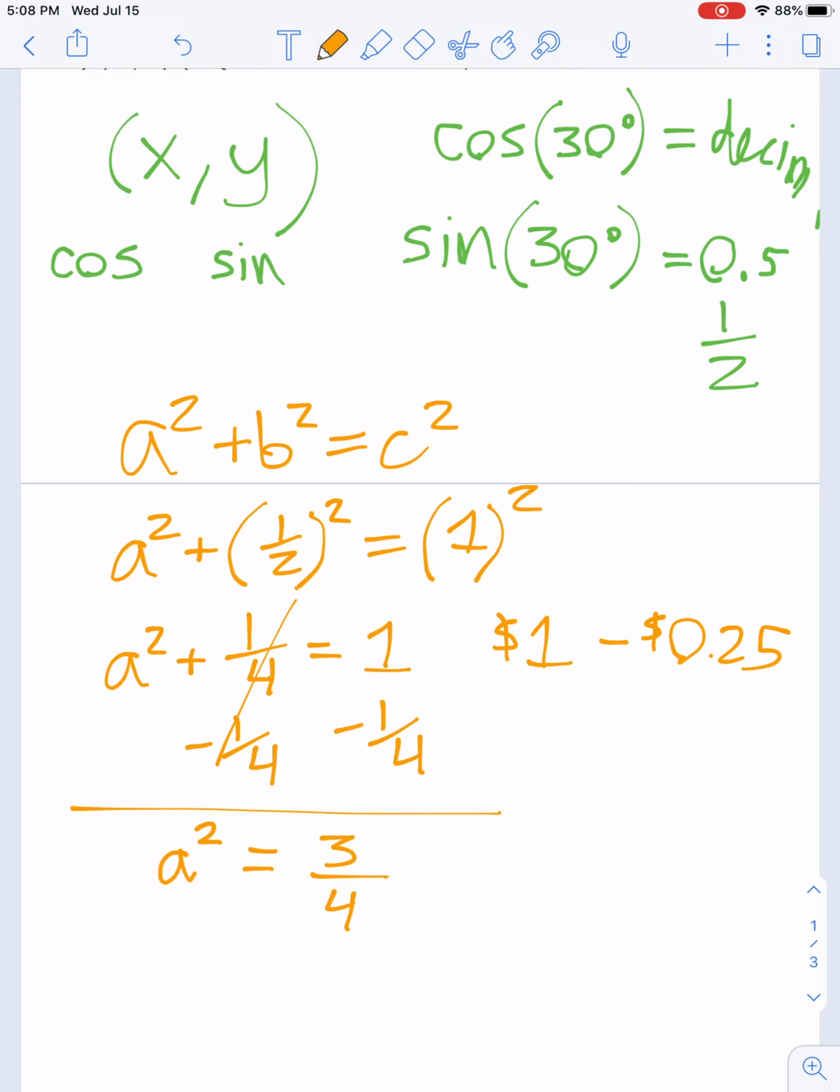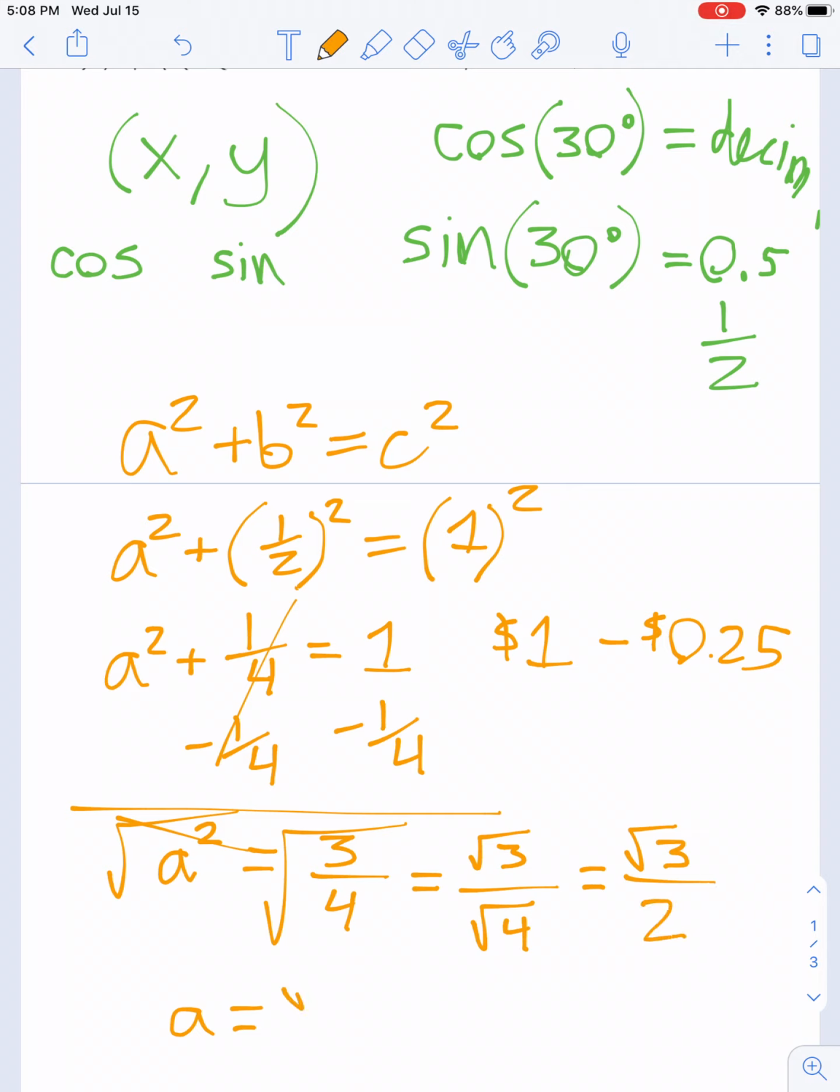Now I want just A, not A squared, so to get rid of the square, I'm going to do the inverse of squaring, which is square rooting. So then I'm left with A, and when you square root a fraction, it's the same thing as square rooting the top over the square root of the denominator. Notice I'm square rooting the numerator and the denominator. The square root of 3, if you put it into your calculator, you get a decimal. Remember, we don't want decimals, so let's just leave it as square root of 3. The square root of 4 is 2. So that means our A value is square root of 3 over 2.